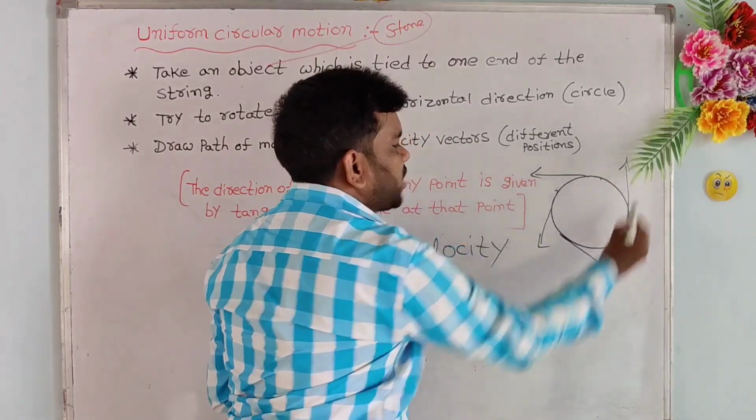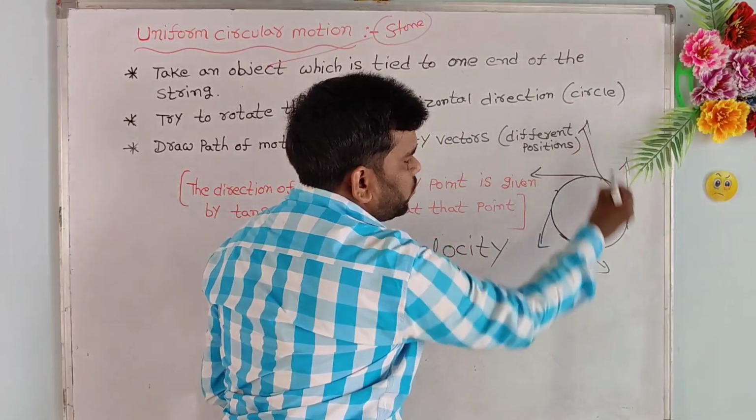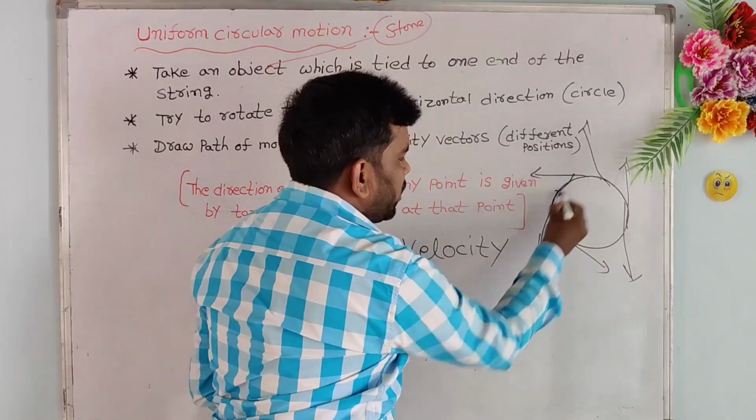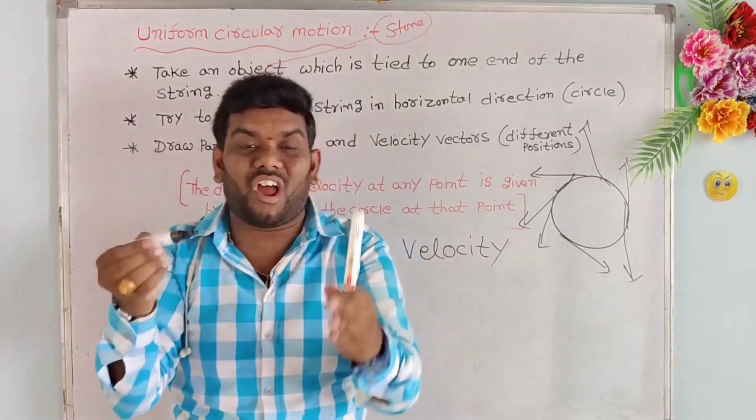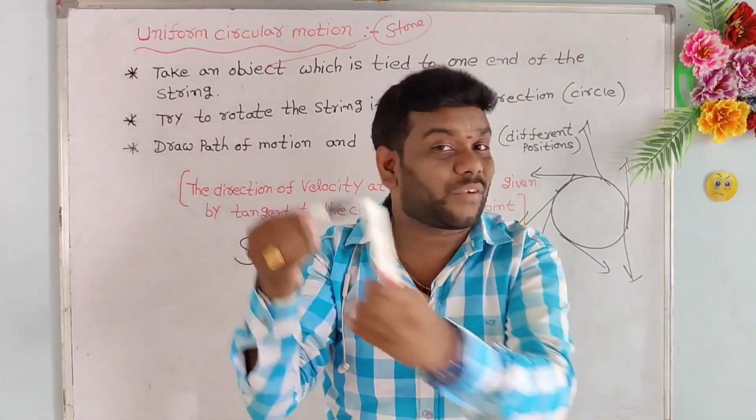At this point, the direction is upward. At this point, the direction is this way. At this point, the direction is this way. అలా ఒక్కొక్క చోట ఒక్కొక్క వెలాసిటీ అనేది different గా ఉంటుంది.